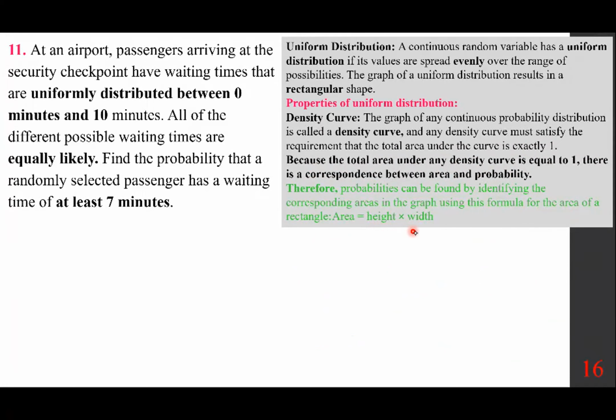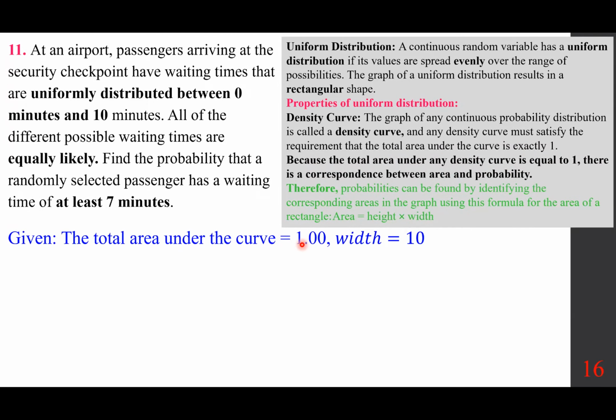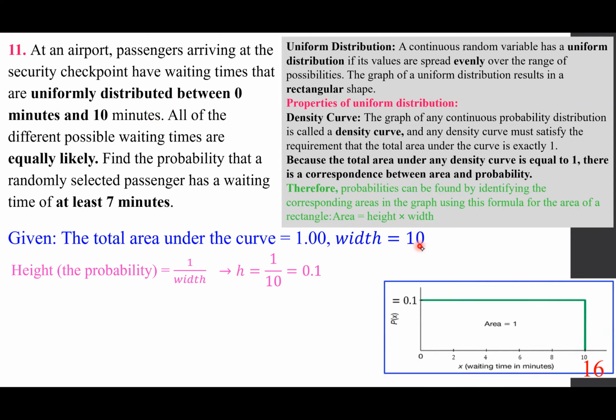So the total area under the curve is 1. The width is 10 because of the 10 minutes. So the height must be 1 over 10, or 0.1.